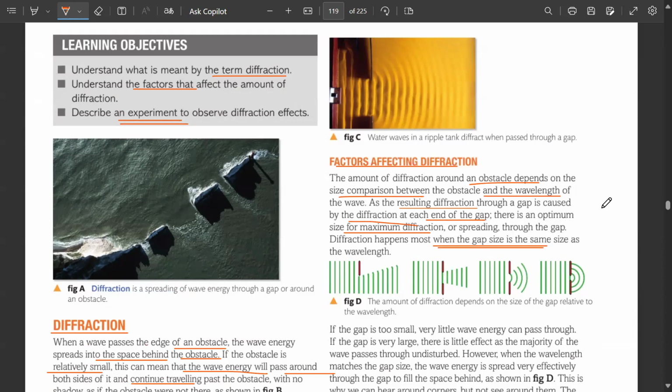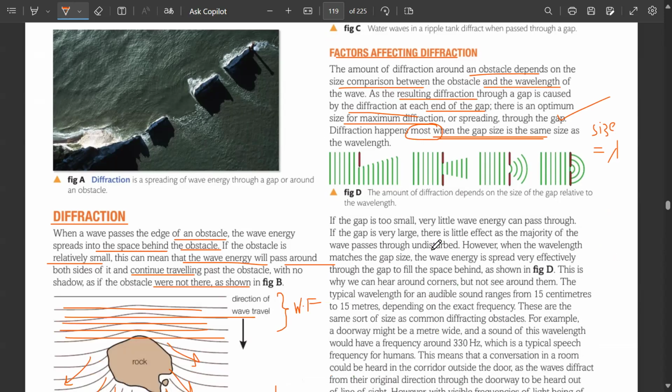अब सबसे ज़्यादा maximum diffraction कब होगी? When the size of the slit is the same as the wavelength, then that is going to be the most diffraction, when it is exactly the same size as the wavelength. If the gap is too small, very little wave energy can pass through.